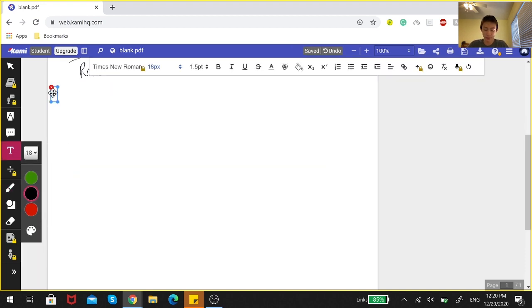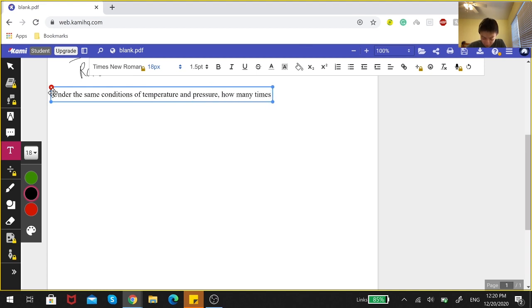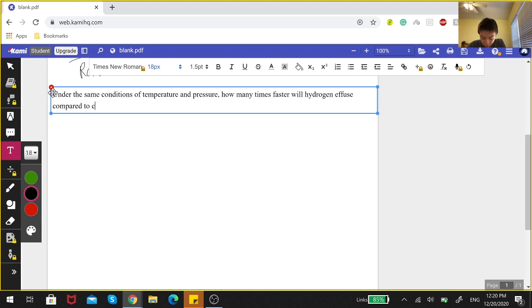To start off, under the same conditions of temperature and pressure, how many times faster will hydrogen diffuse compared to carbon dioxide?